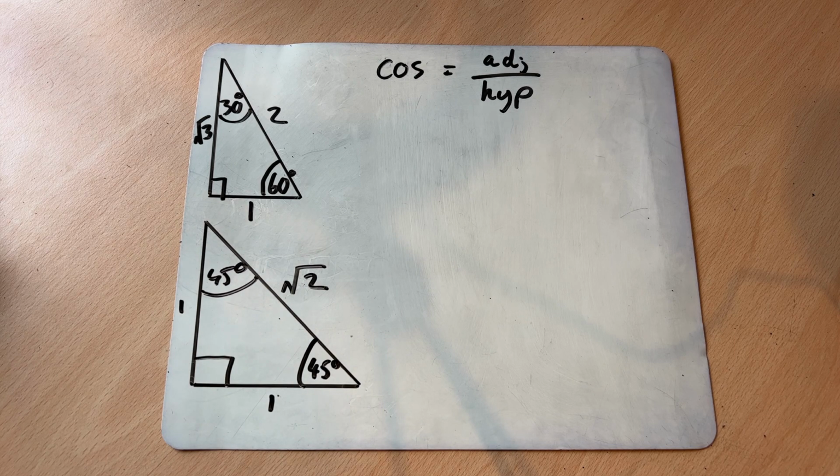Now this time around we're going to be using a pair of special triangles to find the cosine values of 30 degrees, 45 degrees, 60 degrees, and sort of using them to find the cosine of 90 degrees, but a little bit more on that later on.